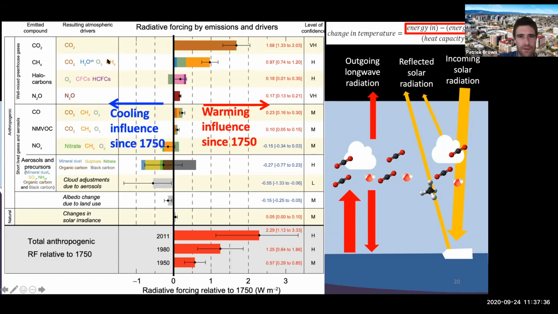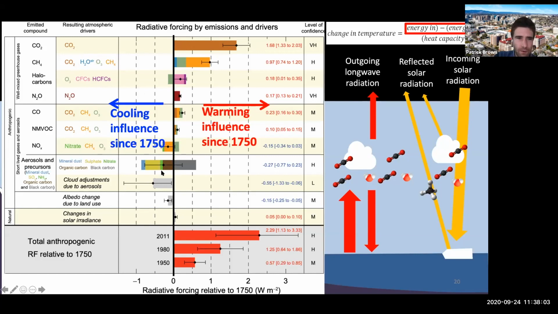So here's our methane contribution, this orange part of the bar here. And so that's also a major influence on warming the planet. So methane is our second most important greenhouse gas. And then here's the influence from these CFCs that you'll hear about.